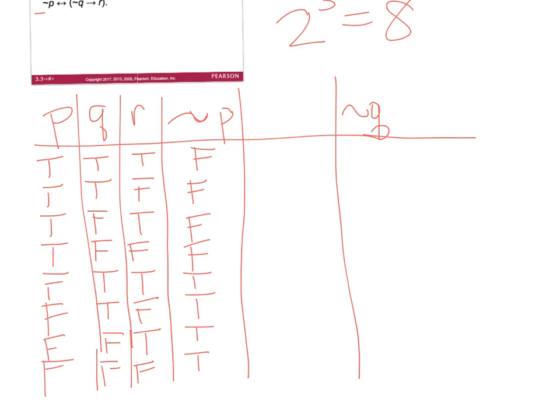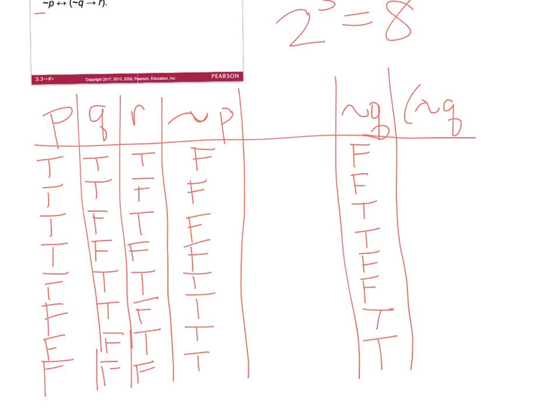I'm leaving a little space for a reason here. Okay, so what is not Q? Well, not Q is just going to be the opposite of the Q column. So that'll be false, false, true, true, false, false, true, true. Then we need to figure out if not Q, then R. And that'll give us the right-hand side of our biconditional.